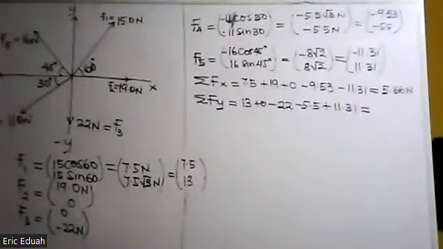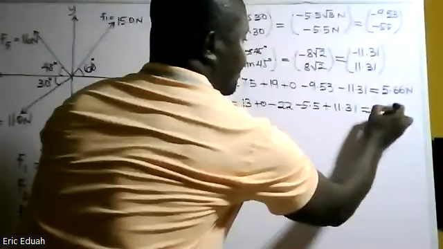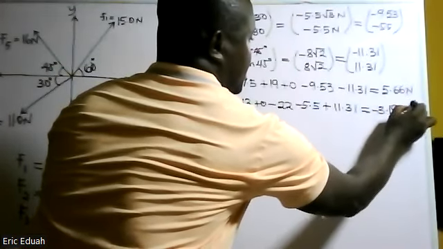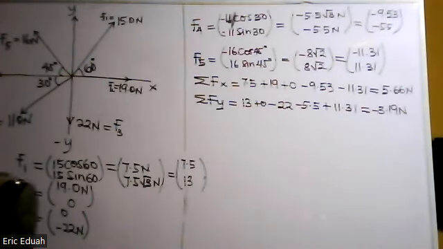Negative 3.19. Please, negative 3.19. Good. So minus 3.19 Newton. So beautiful. So after getting x and y's, let's draw them.